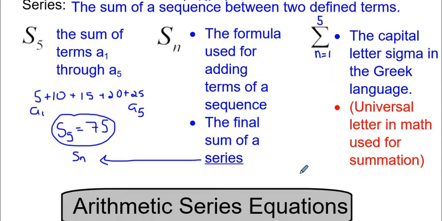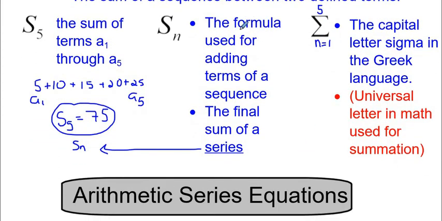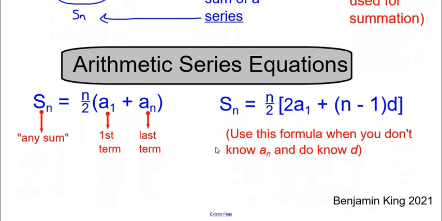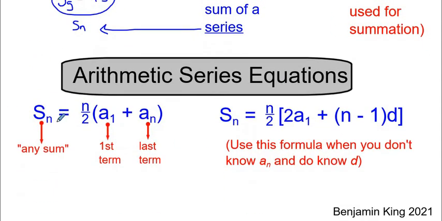All right, so the formulas that we're referring to, because remember it talks about a formula here, there's 2 of them. One of them is that the sum of any terms is equal to n divided by 2, a1 plus an, a1 being the first term, an being the last term, just like they were in the previous video.